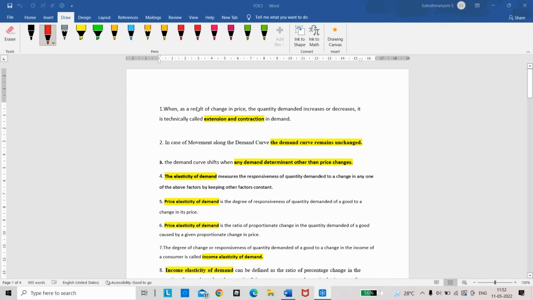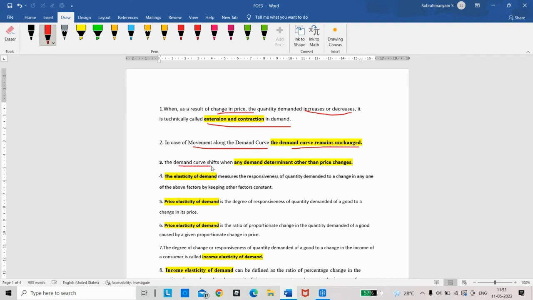When, as a result of change in the price, the quantity demanded increases or decreases, it is called extension or contraction of demand. In case of movement along the demand curve, the demand curve remains unchanged, not changed.